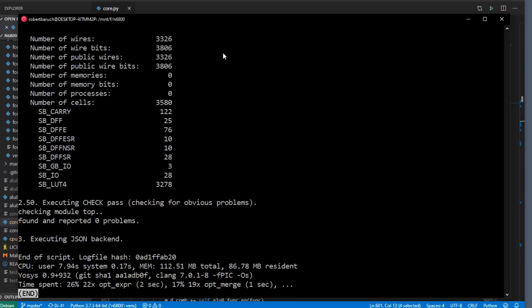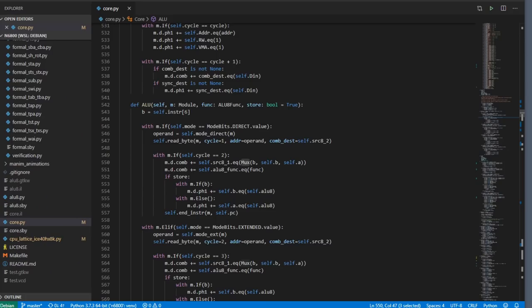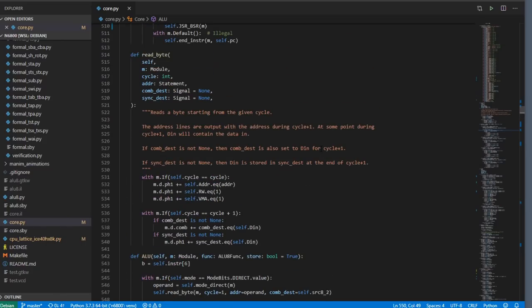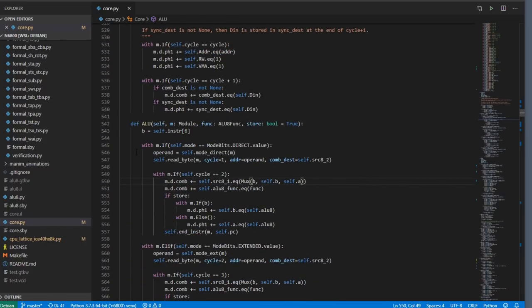That's interesting. So let's try to find some more multiplexers. So I'm pretty sure that something like this is really not eligible for replacement. And the problem is that B itself is not a constant. In fact, B is based on the instruction itself, so I don't think that that is valuable to change.